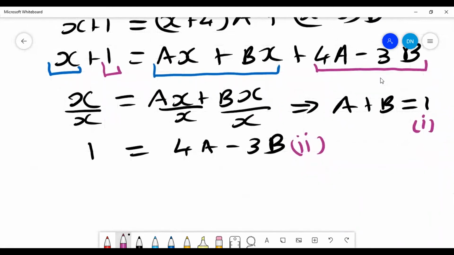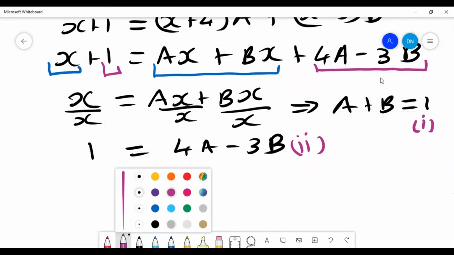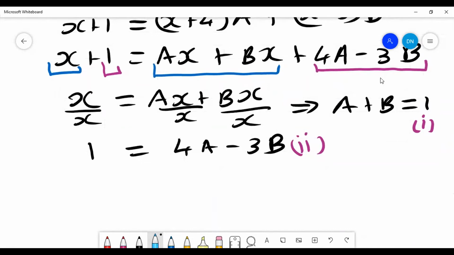So when I put my two equations together, this is what I'll get. I'll get a plus b is equal to 1, and 4a minus 3b is equal to 1.